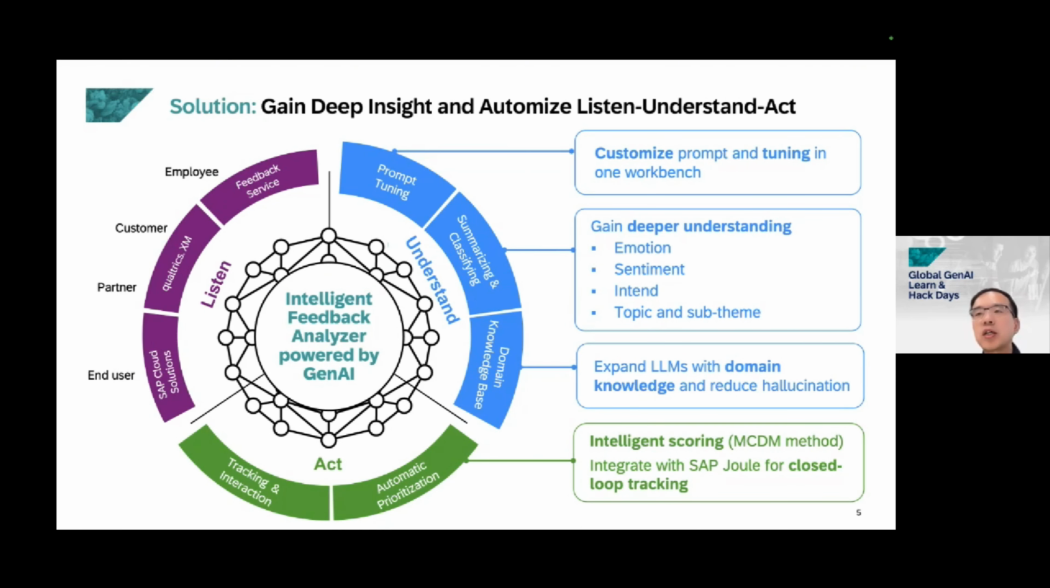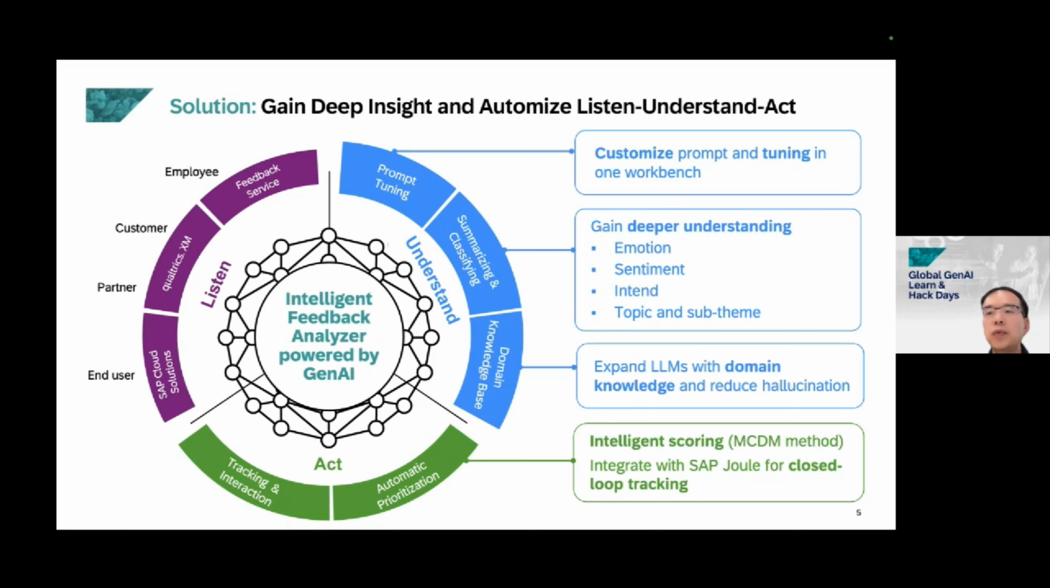Our solution focused on 3 areas. First, understand. We use large language model to analyze emotion, intention, and topic for each feedback item. This helps us deeply understand what employees are really thinking and feeling. Second, act. We use SAP Joule to connect manager and employee, make the listen, understand, act loop fully transparent. This significantly improves employee satisfaction.